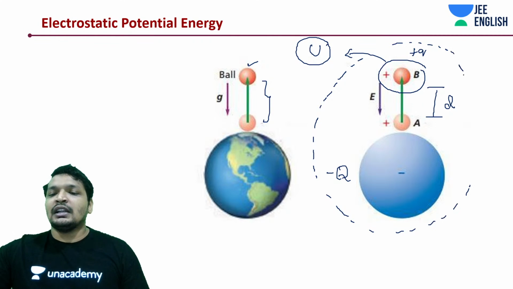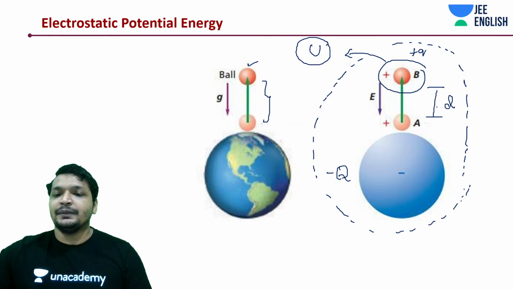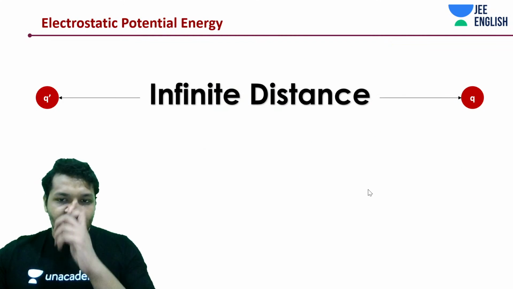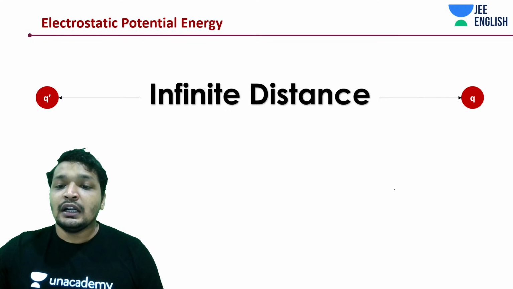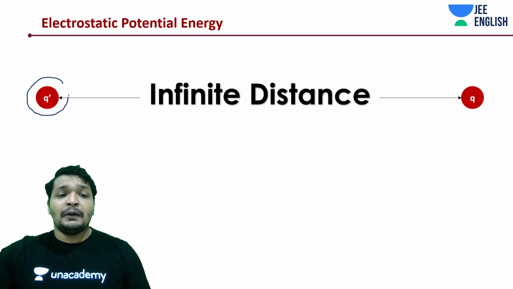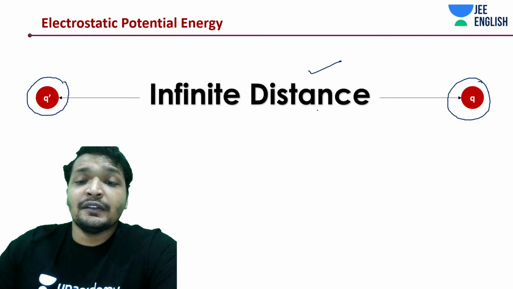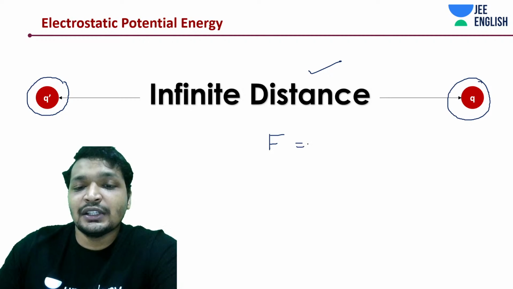This is just an analogy, we'll understand what it exactly means. All right, so let's get into this point. Let's say you have two charges, q dash and q, and they are kept at infinite distance. Think about it. What is the force on them? The force on them would be 0.